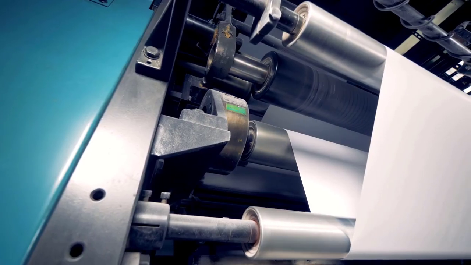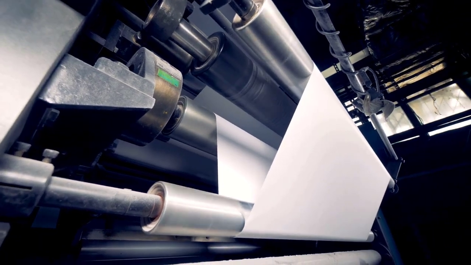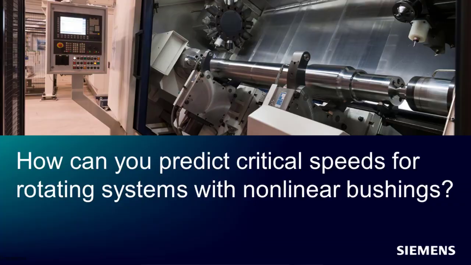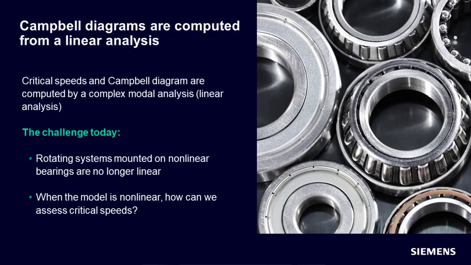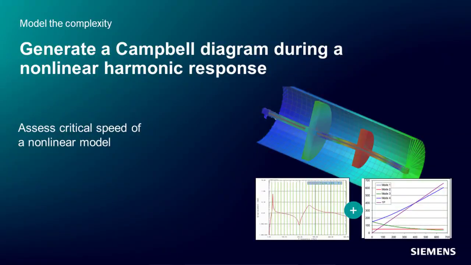Industrial machines often have rotating shafts spinning at high speeds, which then also vibrate. That's why engineers use rotor dynamic simulation and Campbell diagrams to understand the vibration frequencies of a system at various operating speeds. However, Campbell diagrams are for linear systems. What happens when your machine uses nonlinear bushings? You now have a nonlinear system. So how do you assess critical speeds for this system?